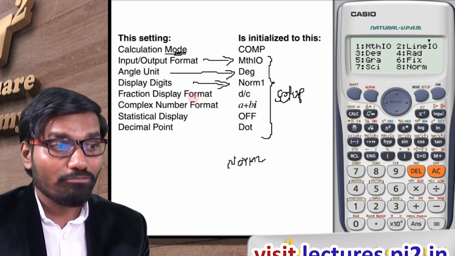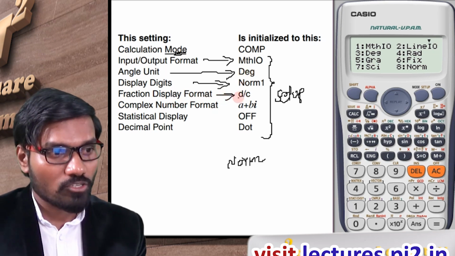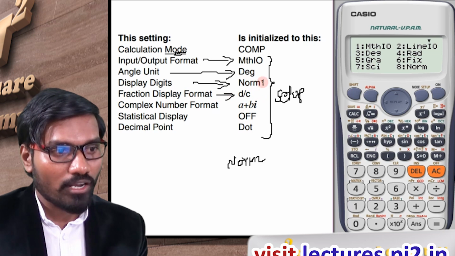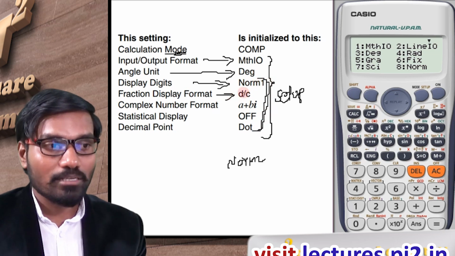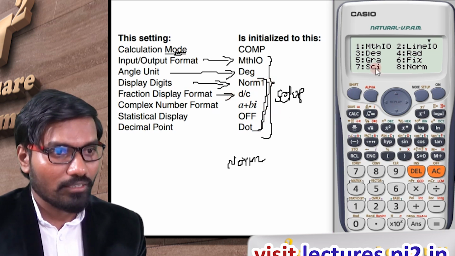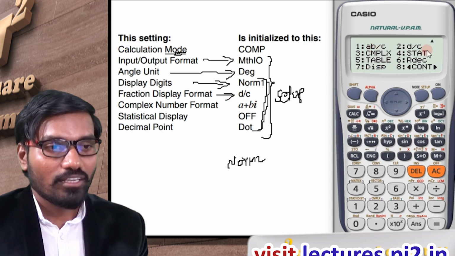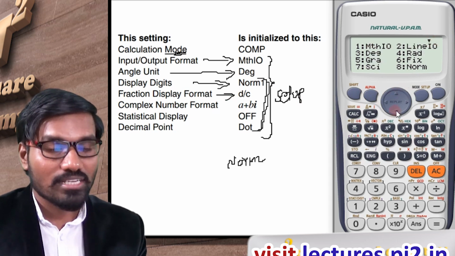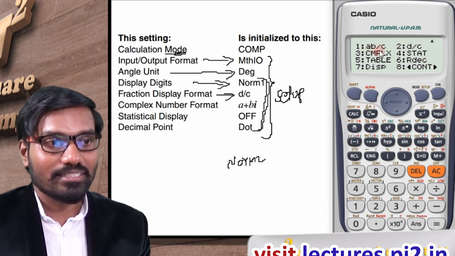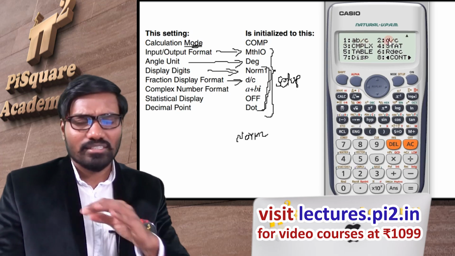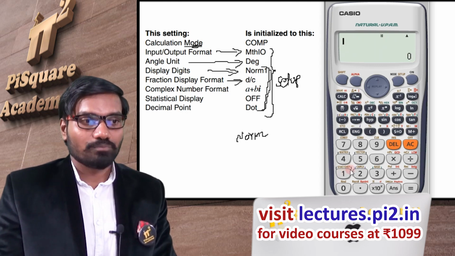Normal 1 is clear. Now fraction display format. This is also output, these are all our output points, output display. D by C means fraction. See here, D by C mode, fraction display. Let me go down here, with the down arrow there are many more options. A, B by C is the mixed fraction. D by C means it's a regular fraction. Let me now change it to 1, that's a mixed fraction.